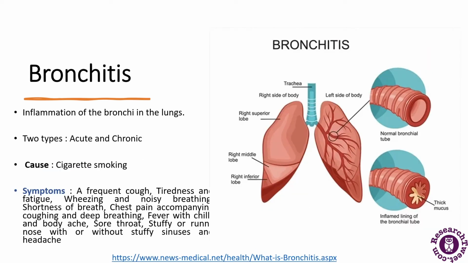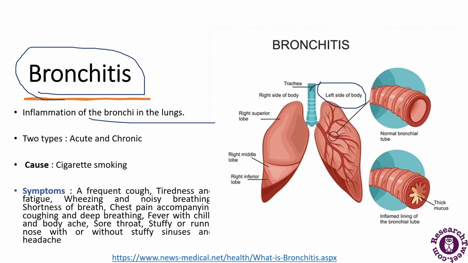Now about bronchitis. This is also a diagrammatic representation of a lung. Bronchitis, as the name suggests, is an inflammation in the bronchi of the lungs. On the left side of the body here, there is a normal bronchial tube, with a normal lining and normal functioning. But in case of bronchitis, there is thick mucus and an inflamed lining of the bronchial tube.